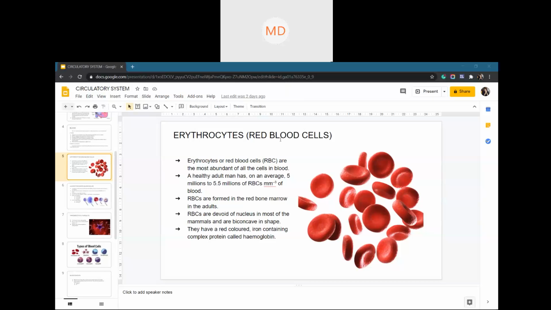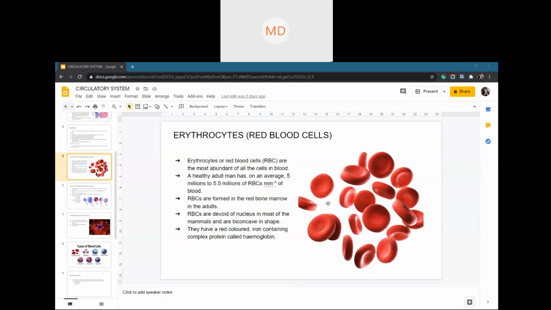But in the case of red blood cells, not only is mitochondria absent, there is no nucleus as well. In the red blood cells, there is no nucleus and no mitochondria. So the next point is that red blood cells do not have any nucleus or any mitochondria. Here it is given as devoid of, which means they lack, they do not have any nucleus.